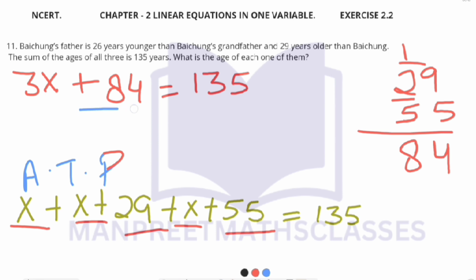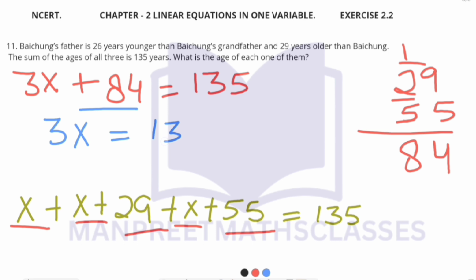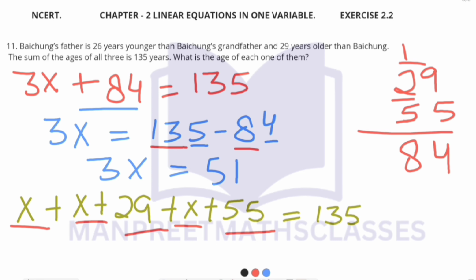Now in the next step, this 84 is an addition, so we'll transfer it to the right hand side and it will go in subtraction. So 3x is equal to 135 minus 84. Now let's subtract them. 5 minus 4 gives us 1. 13 minus 8 gives us 5. So 3x is equal to 51.